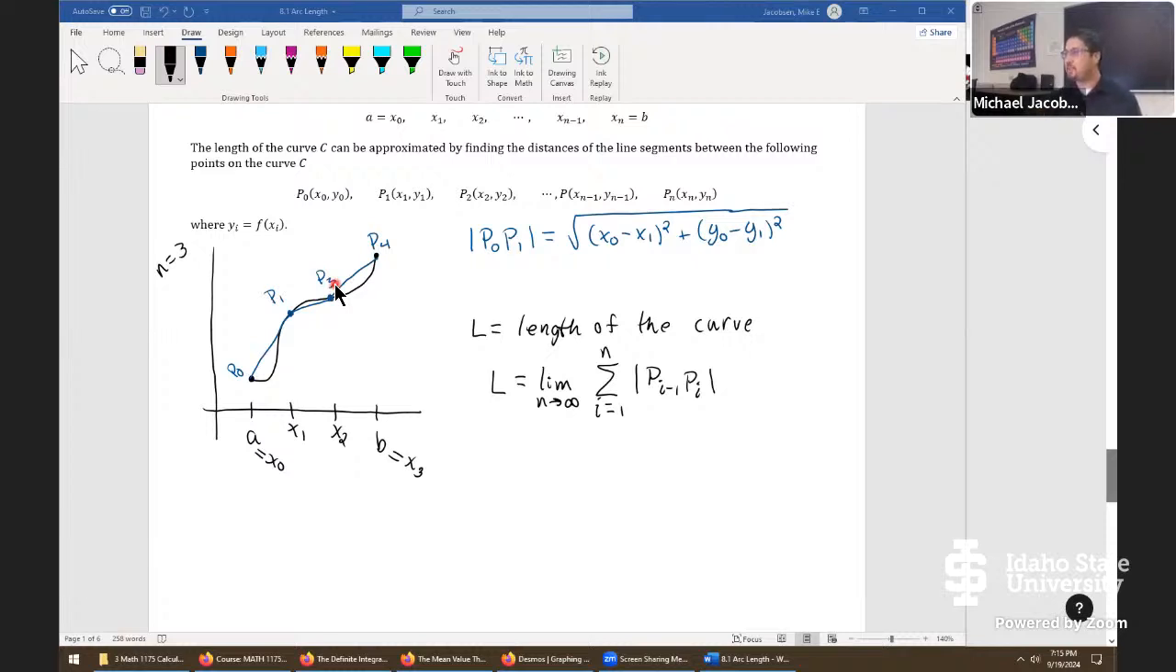So let me put that as P2 and then P3. I should have noticed the problem because this is a picture with n equals 3. So second point, third point.